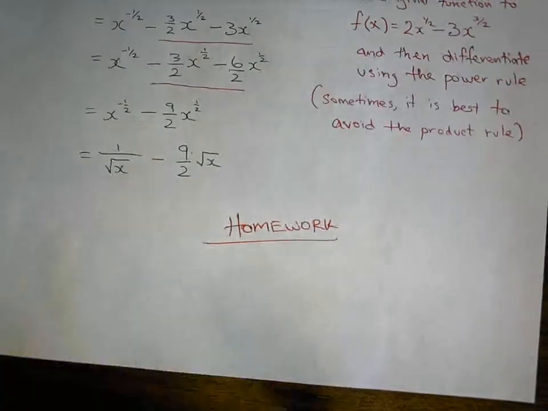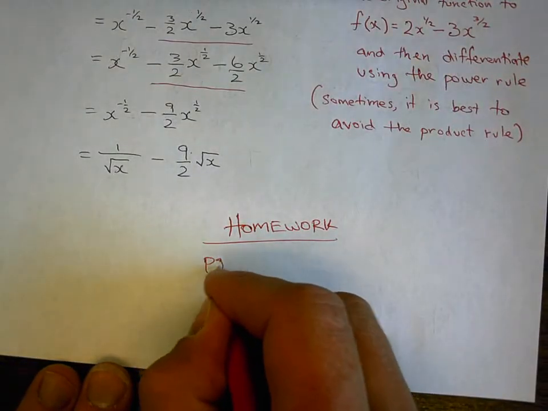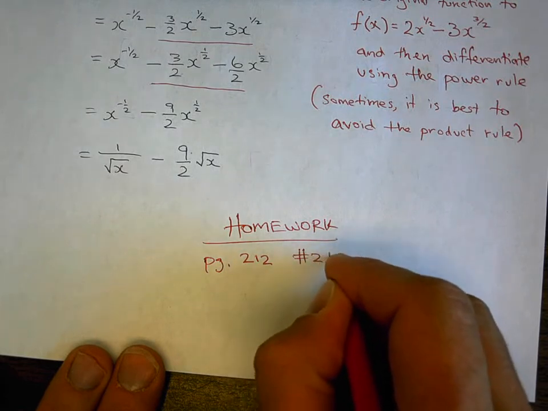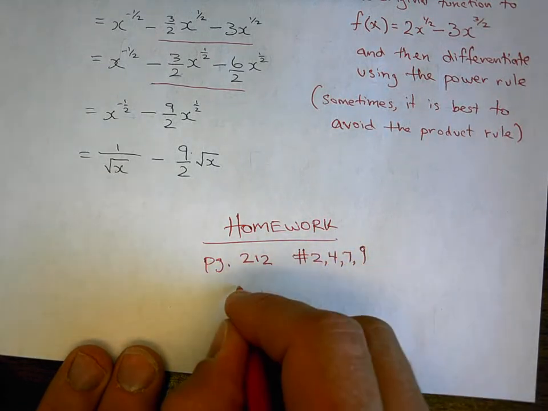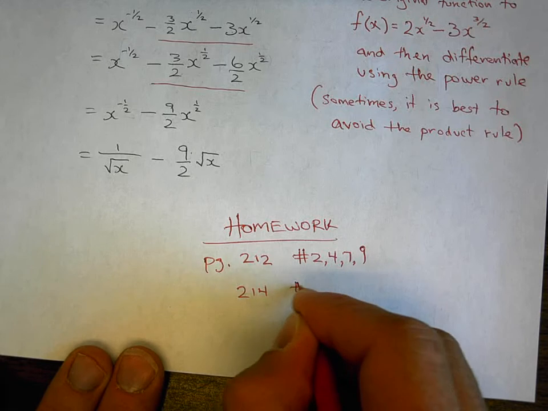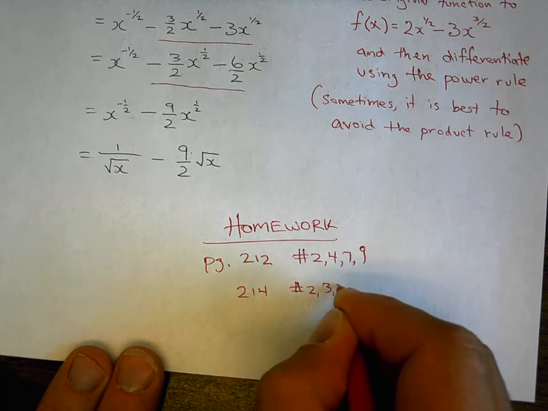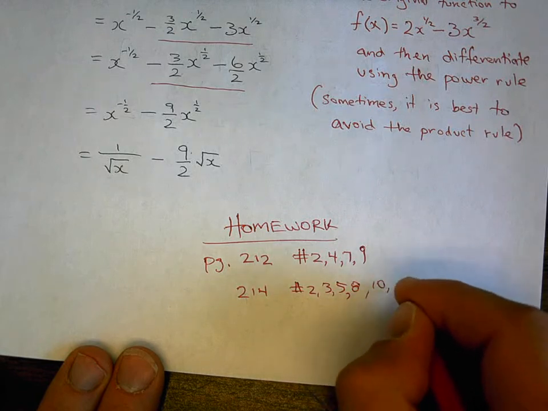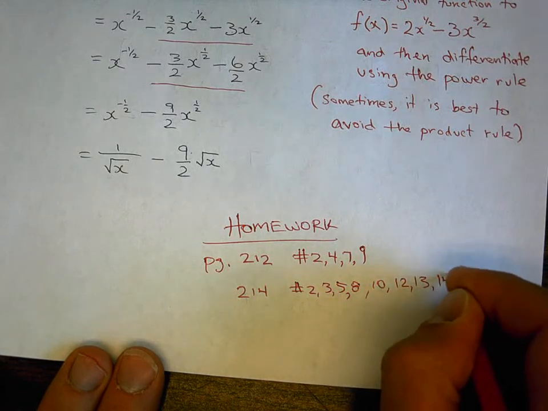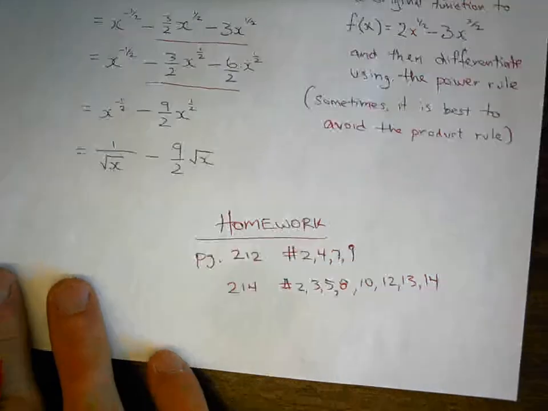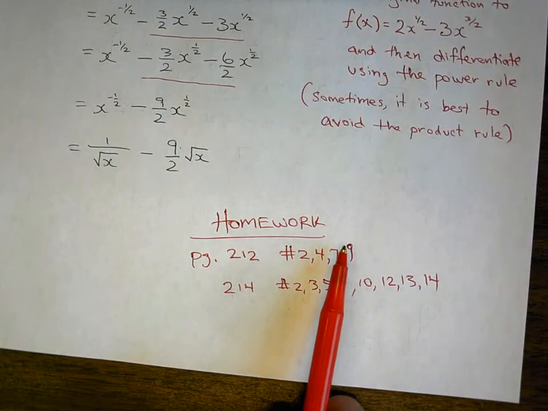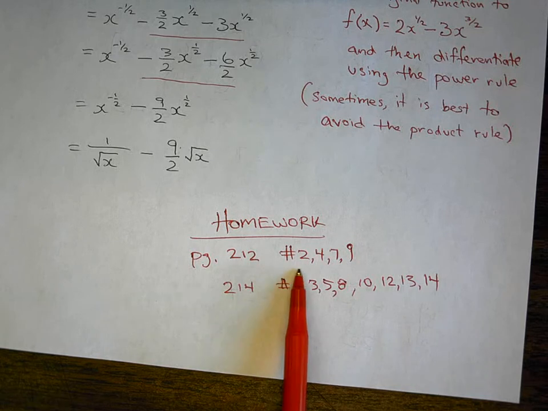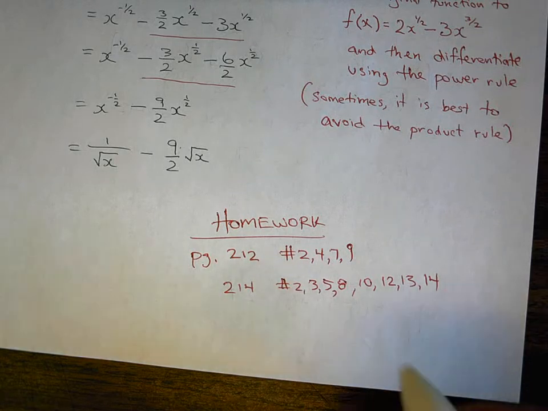So, your homework for today is page 212, number 2, 4, 7, and 9, and page 214, number 2, 3, 5, 8, 10, 12, 13, and 14. Why is this so complicated? Because tomorrow we're going to learn the quotient rule, and the homework is a mix of the two of them together. So today you're just doing the questions that have to do with the product rule.